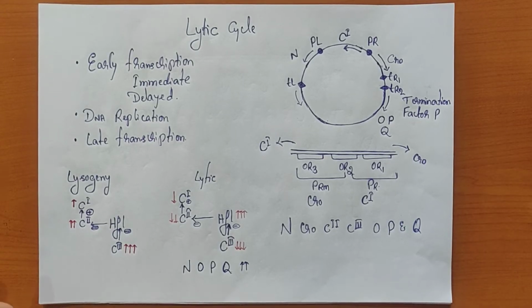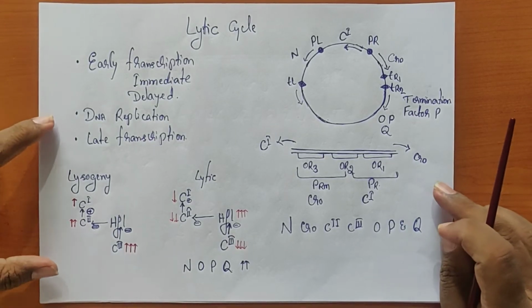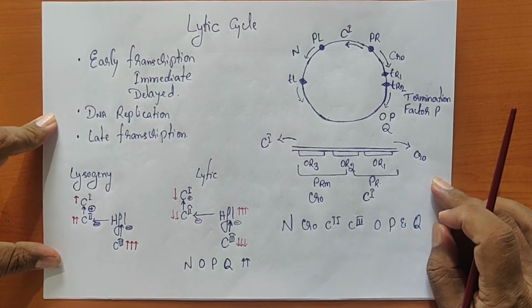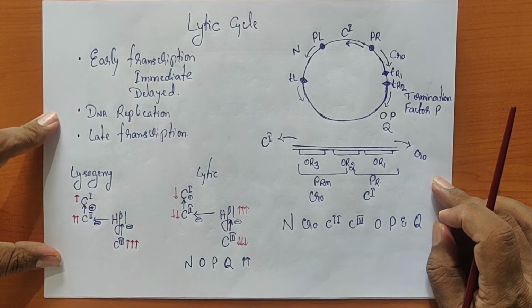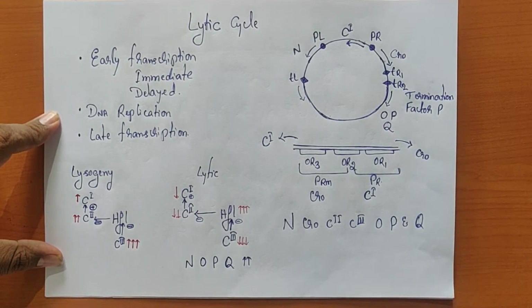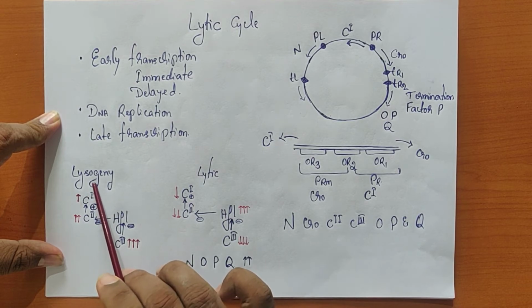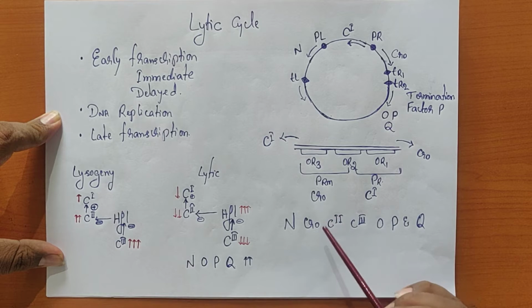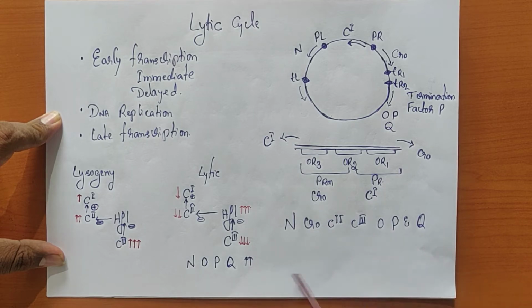Hello students, we are discussing the life cycle of lambda bacteriophage. So we know that the lambda bacteriophage has two cycles. One is the lytic cycle, another one is the lysogeny cycle. These lytic and lysogeny cycles are regulated by a host of regulatory elements.